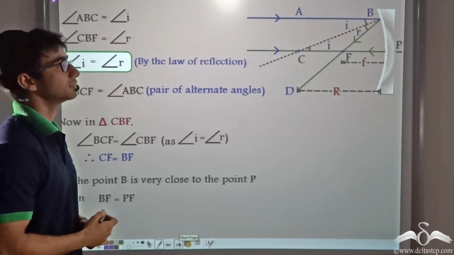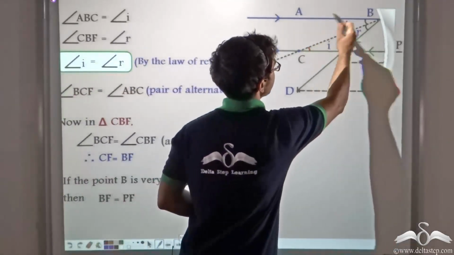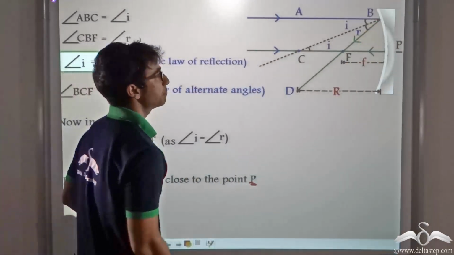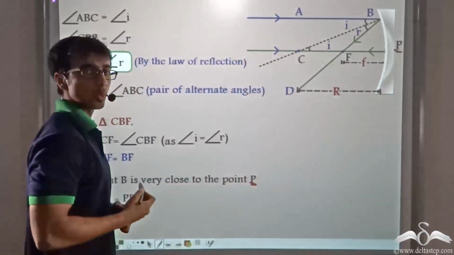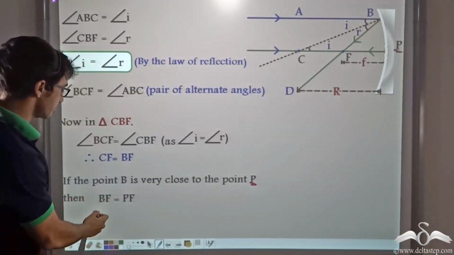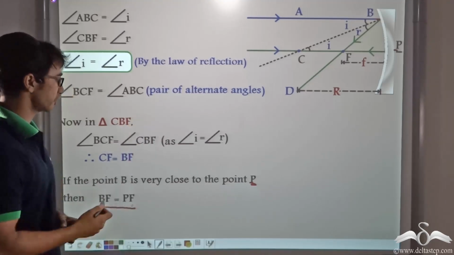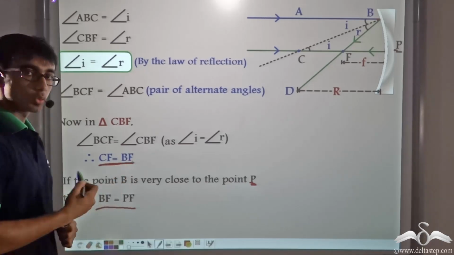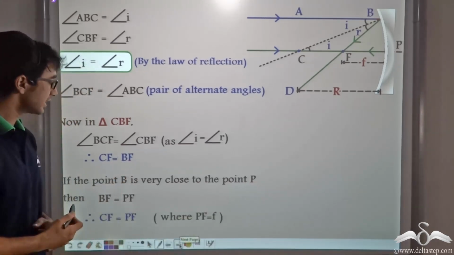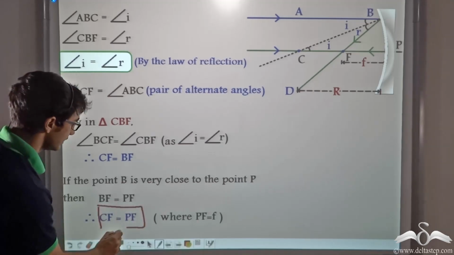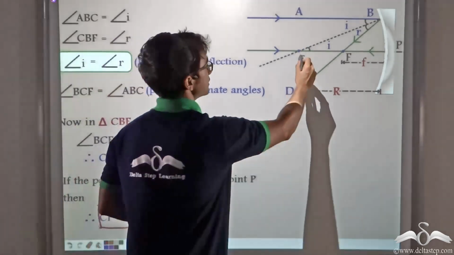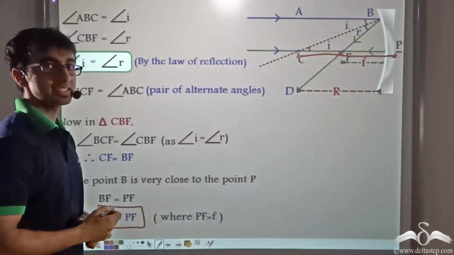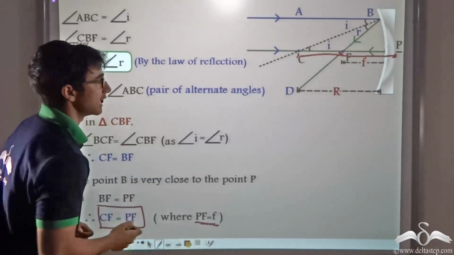Thus, if the point B, that is the point at which ray AB is incident, is very close to the pole, that is point P, then what can we say? We can say that BF is equal to PF. And we have also seen that CF is equal to BF. So what can we say? We can say that CF is equal to PF. Here PF is f, that is the focal length.